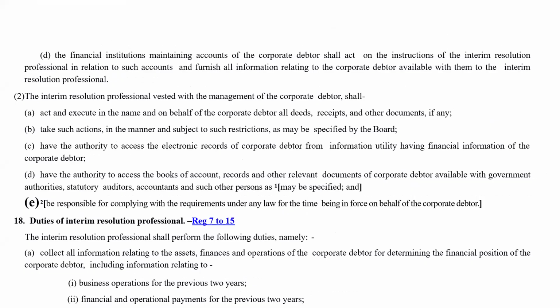Okay? The IRP vested with the management of the corporate debtor shall act and execute in the name and on behalf of the corporate debtor. Suppose some agreement has to be signed. Now, who will sign that agreement? The IRP and not the board of directors. Okay? He shall act and execute in the name and on behalf of the corporate debtor all deeds, receipts and other documents. So we will say for XYZ Private Limited, Mr. Ramlal IRP. The company continues to exist.